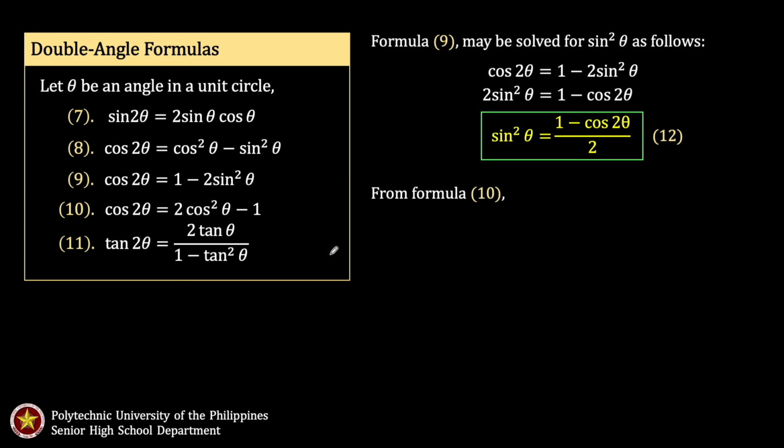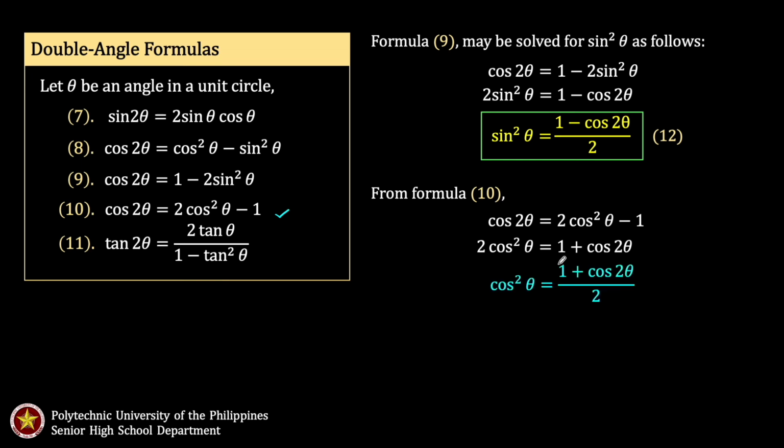From formula 10, cosine 2 theta equals 2 cosine squared theta minus 1. Now, transform this using algebra and divide both sides. Same procedure, just like we did on equation 12. We will obtain 1 plus cosine 2 theta all over 2 for cosine squared theta, and we will call this equation number 13. Now we have sine squared theta and cosine squared theta.